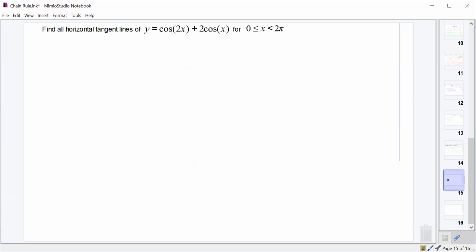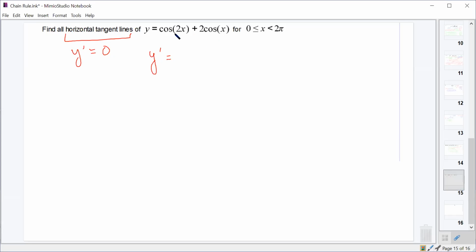All right, let's do another one. Let's find all of the horizontal tangent lines for cosine 2x plus 2 cosine x on the interval from 0 to 2 pi. So how are we going to do that? You need to take the derivative and find when it's equal to 0. All right, horizontal tangent lines means derivative y prime equals 0. So derivative equals 0 means find the derivative.